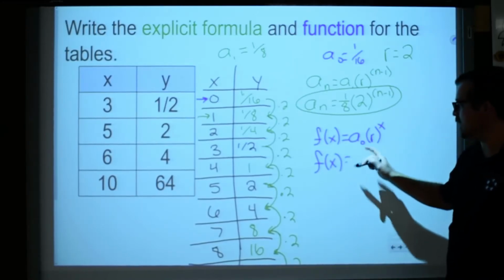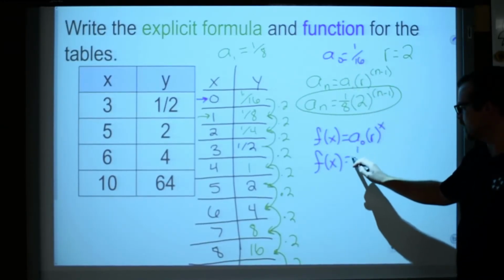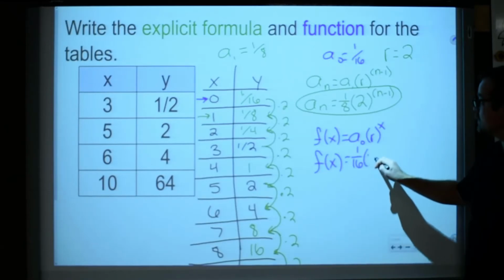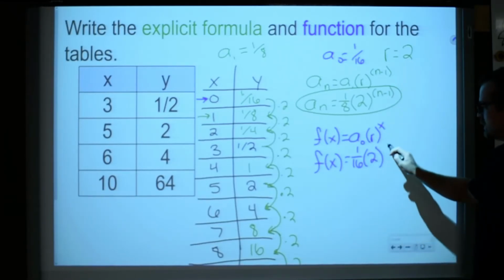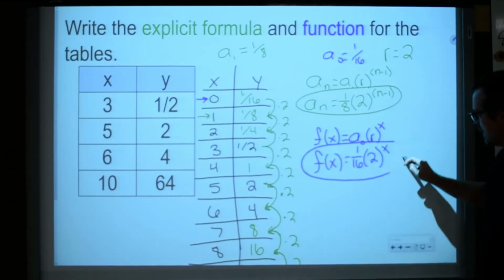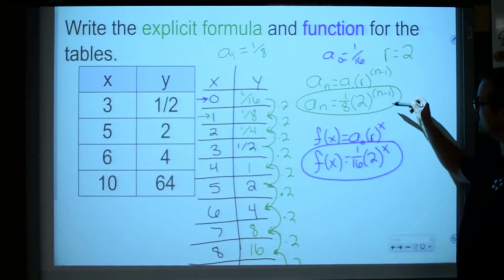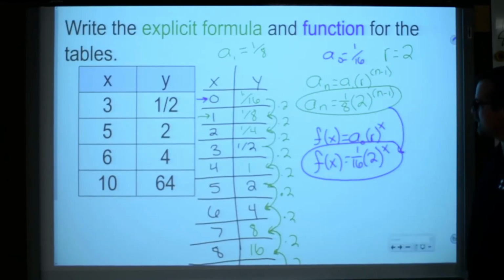And so just replace. What was our initial amount? That was 1/16. 1/16 times r to the power of x. I like that better. And I'm going to skip all the work, but you could also solve this, and you'd get the same thing here.